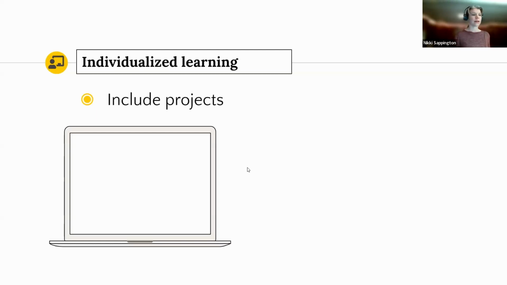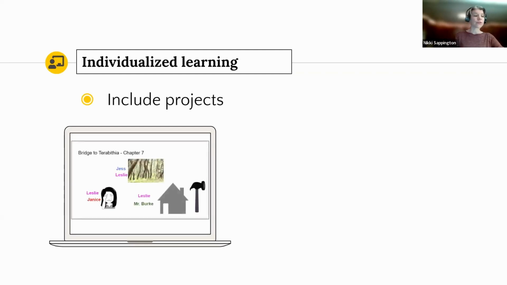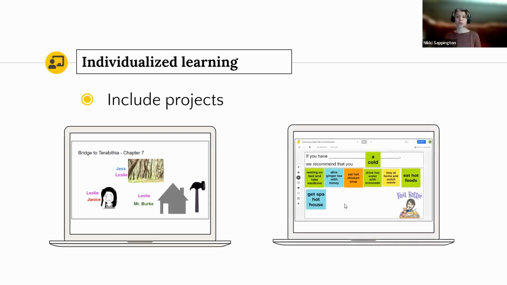Another idea for that individualized learning piece is to include projects. They can offer students the ability to work at their own pace and also the ability to customize their projects according to their own digital skill levels. For example, maybe you could have students create a Google slide that summarizes the chapter that the class just finished reading on Bridge to Terabithia. Or you could have students contribute to a class Jamboard with home remedies for health problems.